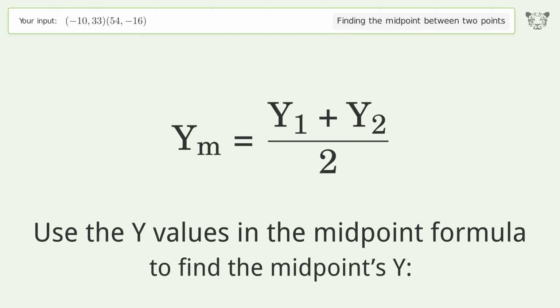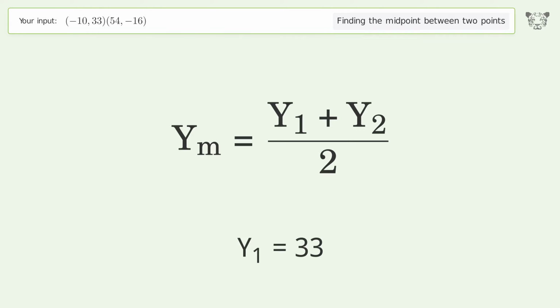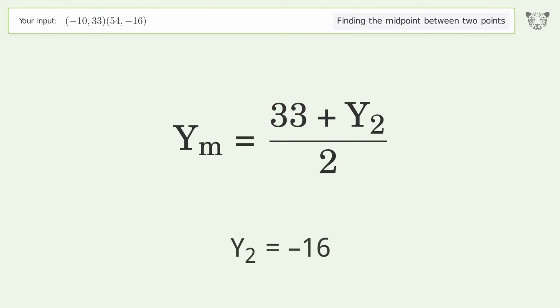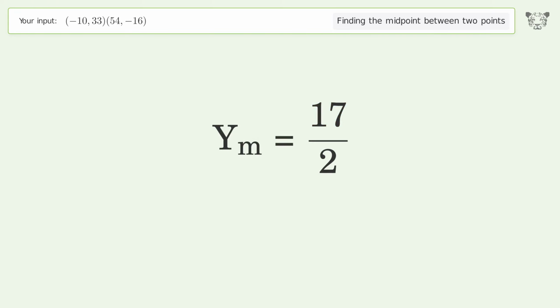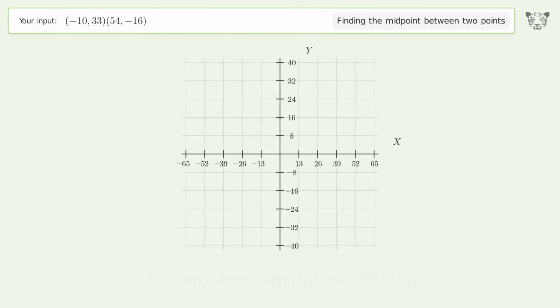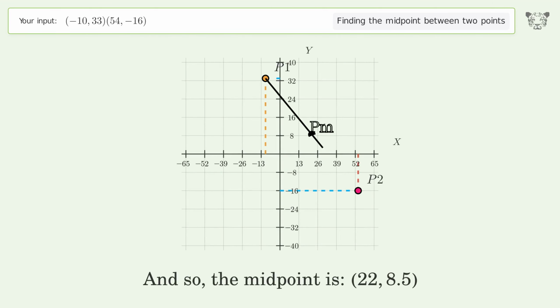Use the y values in the midpoint formula to find the midpoints y. y1 equals 33. y2 equals -16. Simplify the arithmetic. And so, the midpoint is 22, 8.5.